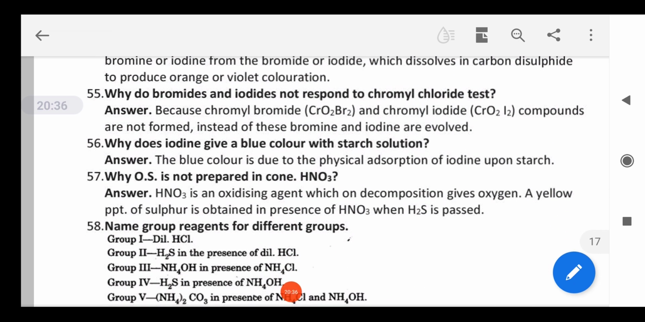Question number 56. Why does iodine give blue color with starch solution? So it is due to the physical adsorption of iodine upon starch.